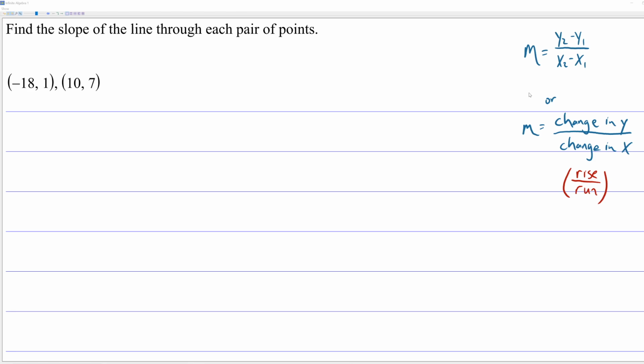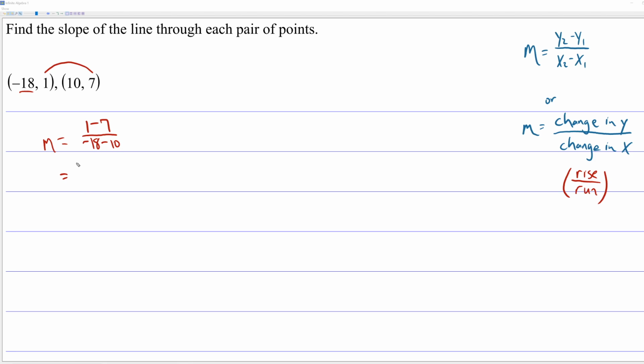The 1 and the 2, that's just how you name points, and it's not a big deal so long as you're consistent. So, in this problem, if I want to find the slope of the line, that is the steepness of the line that contains these 2 points, I subtract y minus y, and again, this order doesn't matter. So if I write 1 minus 7, the only thing that's important is when I do x minus x, since I started with the 1, I need to start with the negative 18. So 1 minus 7 over negative 18 minus 10.